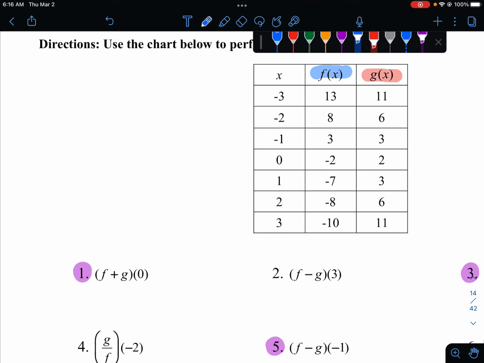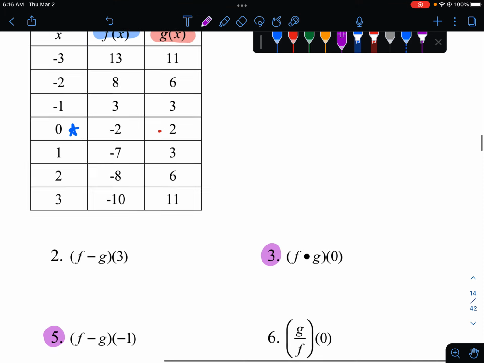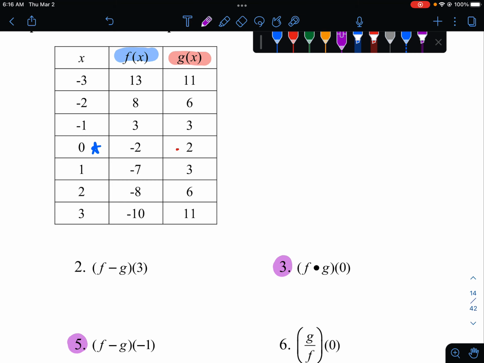me to do here is find f of x at 0, right? So this is the x value I'm looking at, and f of x at that value is -2. G of x at that value right here is 2, and they're asking me to add those two together, and -2 plus 2 is 0. So I don't know what the result's going to be when I plug it in. I just know that those are the values I'm going to get as a result.